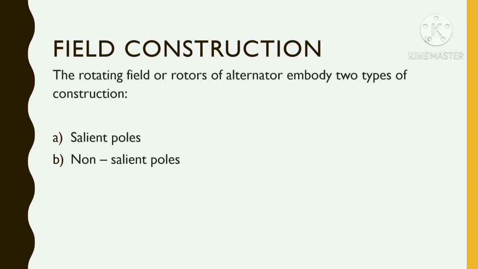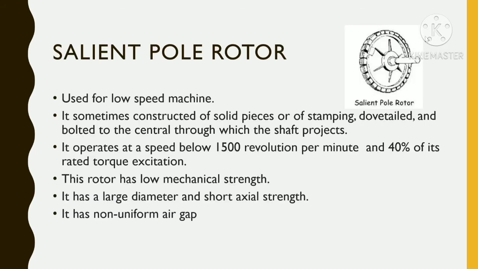Dito sa field construction, yung tinukoy ko kanina is yung rotating part ng generator. The rotating field or rotors of alternator embody two types of construction. Meron tayong two types of construction. First is salient poles. Second is non-salient poles. So, define natin yung salient poles. Salient pole rotor is ginagamit daw ito for a low speed machine.